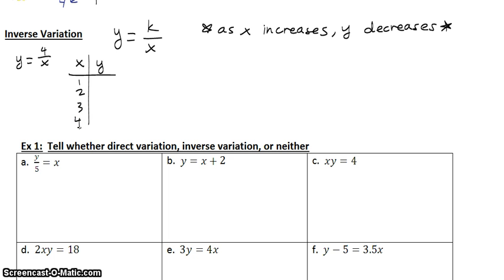Now when I find my y value, I'm going to take those and plug them into x. So 4 divided by 1 is 4, 4 divided by 2 is 2, 4 divided by 3 is 4/3, 4 divided by 4 is 1. So this is what I mean when I say as the x's are getting bigger, the y's are actually getting smaller. That's what I mean when I say that increases, that decreases.